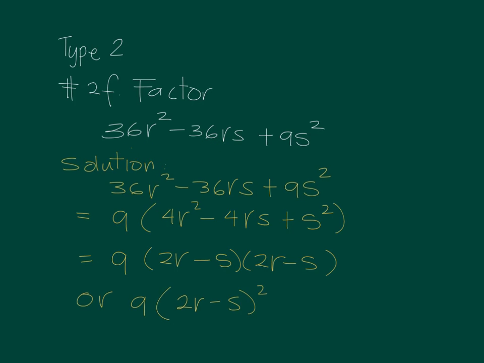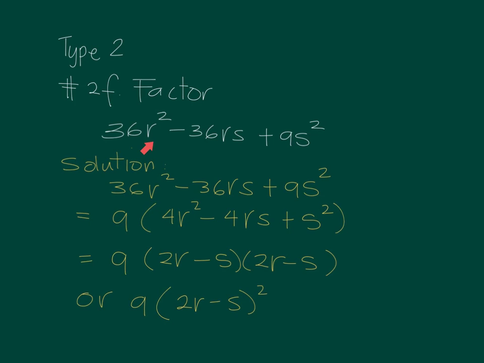So the first thing that you have to check, even if you have a trinomial, is whether you have a common factor for the numbers and for the variables. That's the first thing that you have to check. So you can see 36, 36, and 9. These numbers are all divisible by 9, and that's the highest divisor for the three numbers. That means the highest common factor is 9.